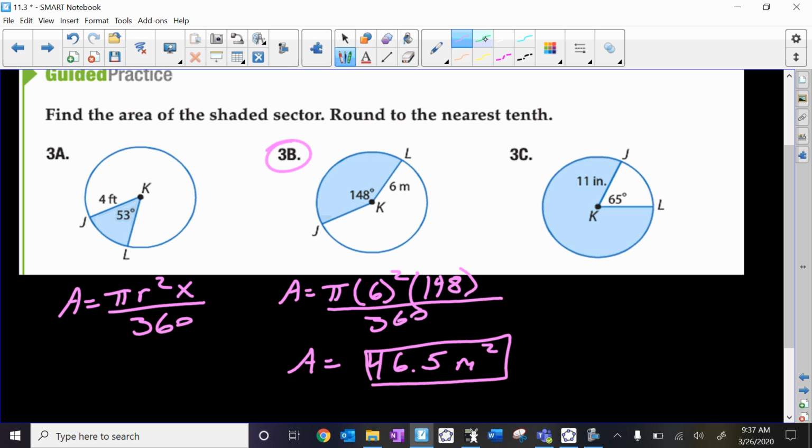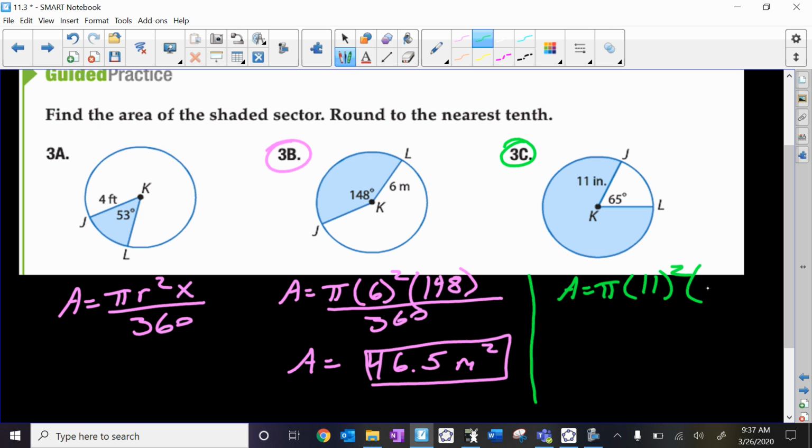Okay, then for 3c, it's pretty similar. You're going to use the same formula. There's just one little catch to it. You're going to use pi times your radius, which is 11, squared, times. Notice this time, though, they give you an angle measure of 65, which is not the angle that I'm looking for. I don't want to use 65. I want to find the angle measure associated with the shaded region.